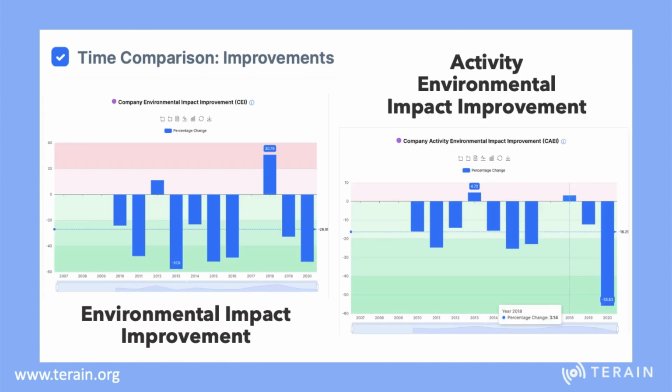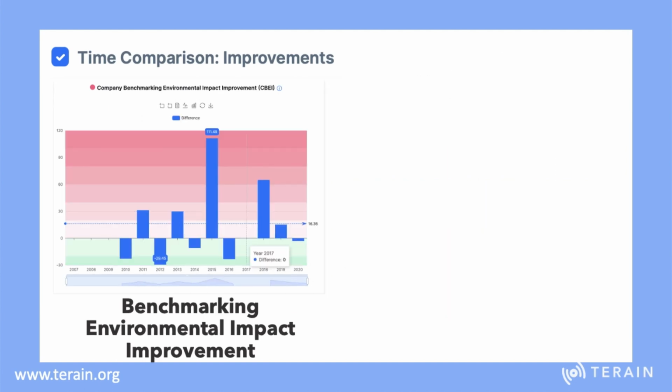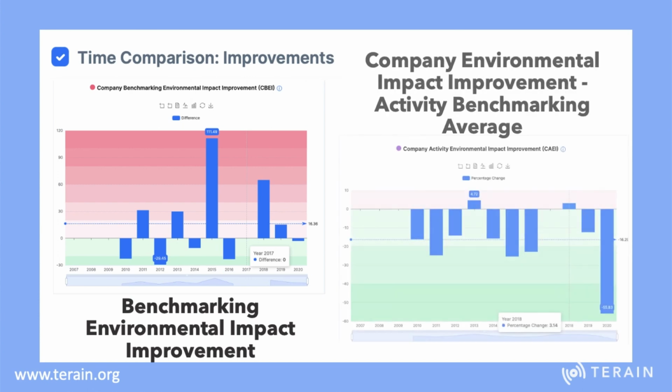The first one reflects only the evolution of the object of study. The second one takes into account the industry average evolution, and the third one is simply the subtraction of these two. There is an additional index that only appears when searching by company: the Company Environmental Impact Improvement Activity Benchmarking Average. This index takes into account the evolution of a company when compared to its competitors in the same way that the other three did.